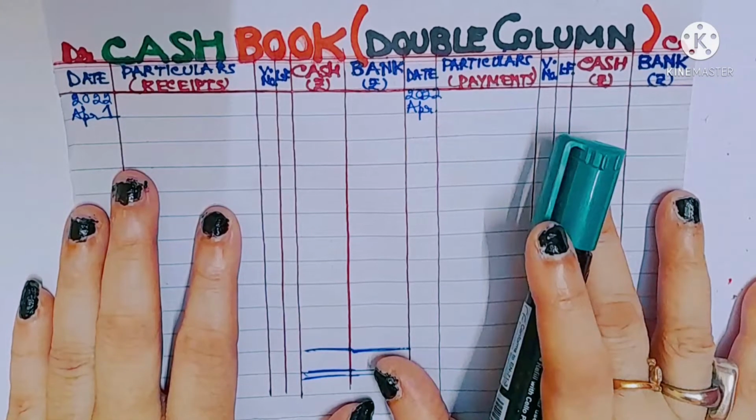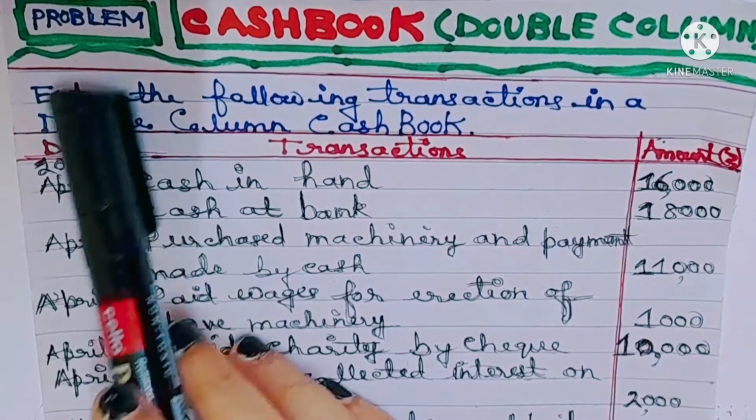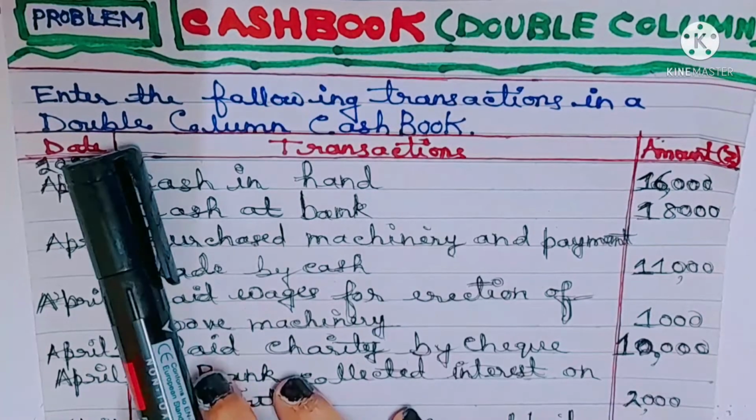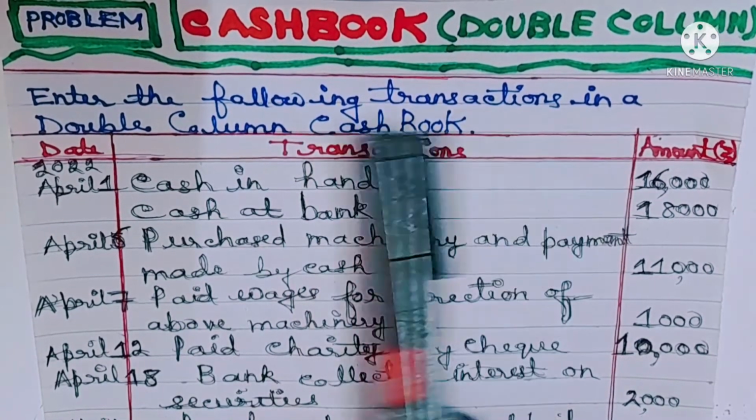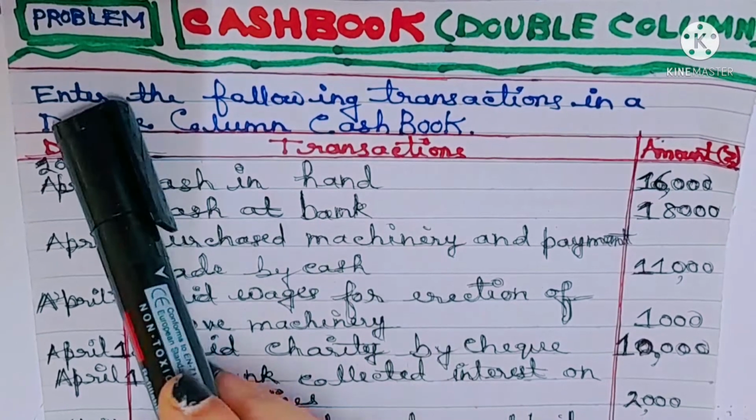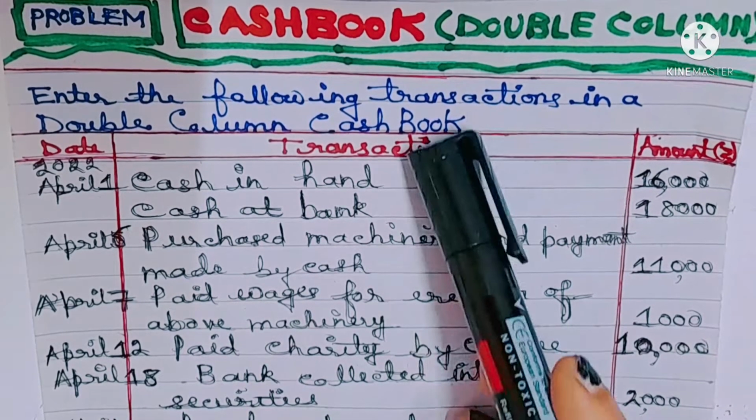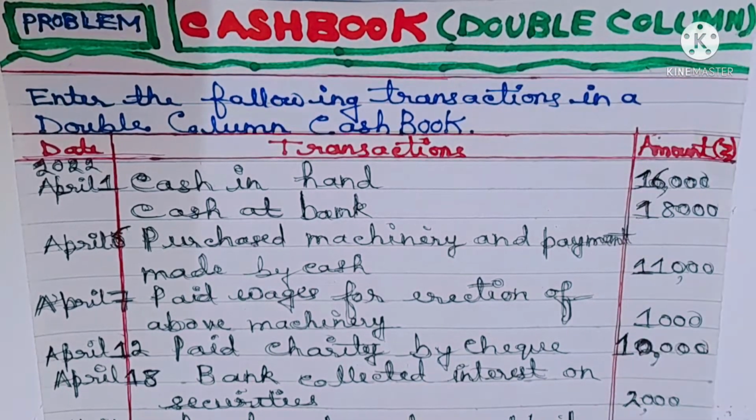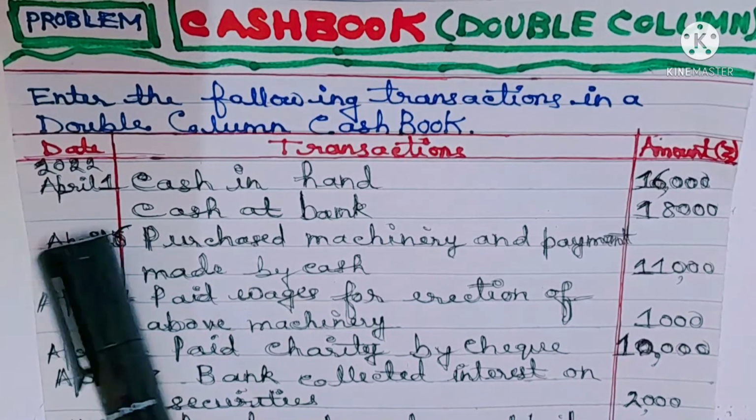So let's go through the problem. Now see, here is the problem: cash book double column. Enter the following transactions in a double column cash book. Here is the column of date, here is the column of transactions, and here is the amount column. So what is the first transaction?